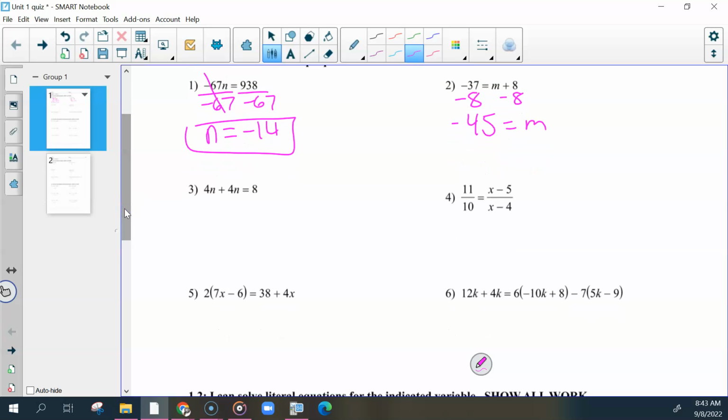I didn't see too many issues with that one. Just make sure if you're moving things to the opposite side, you're using the inverse, not the same operation.